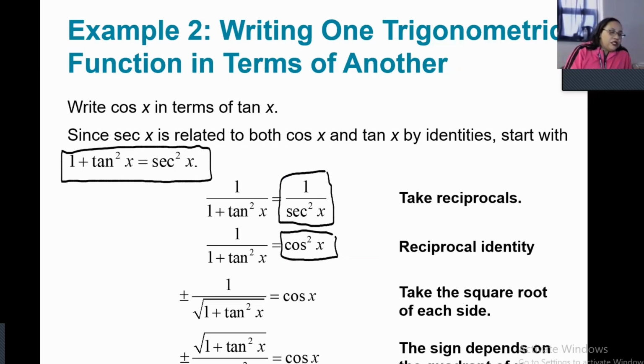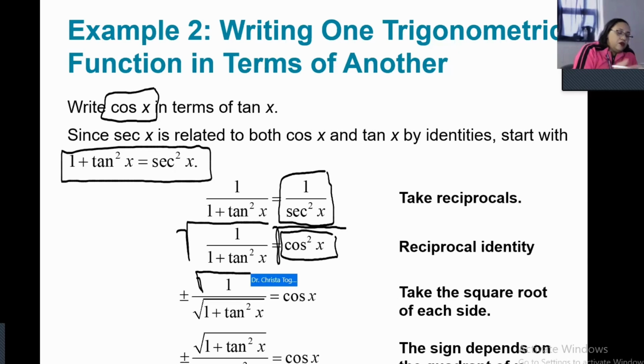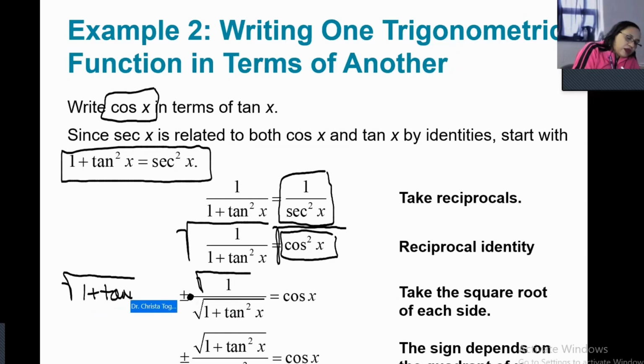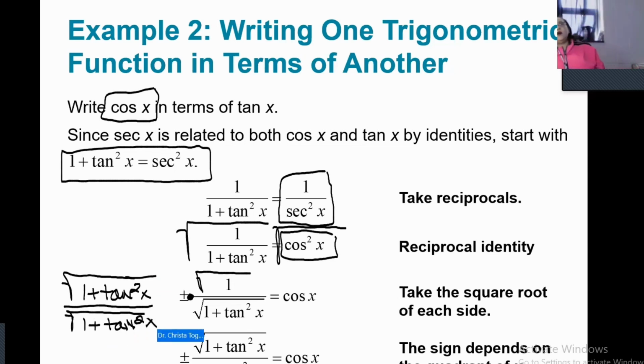And then to solve for cosine x, so that's what we were originally trying to do, you just take the square root of both sides. So you take the square root of this side and the square root of this side, and you have plus or minus. Then you also take the square root of 1, which is 1. Square root of 1 plus tangent squared x over square root of 1 plus tangent squared x. So it's the same thing as rationalizing the denominator, okay?